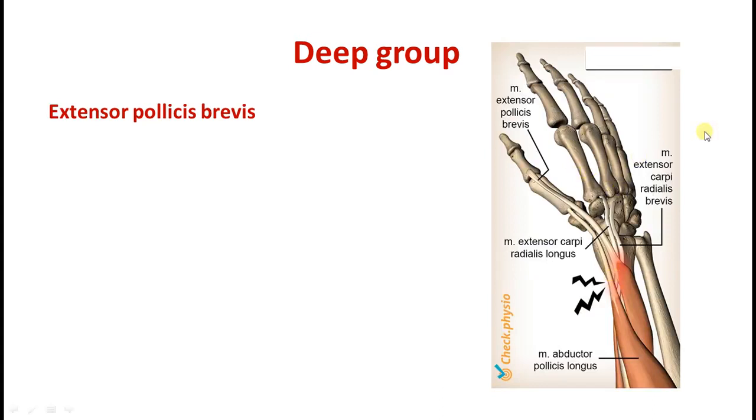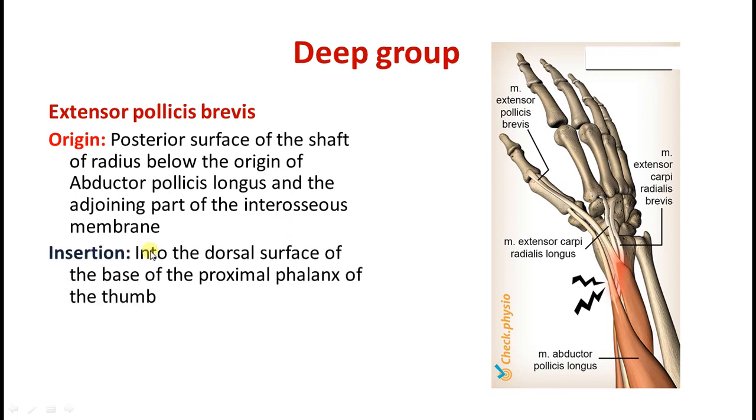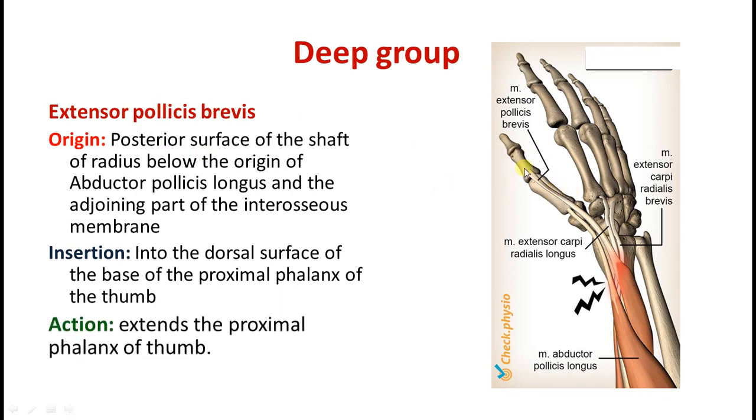The next muscle you are able to see is the extensor pollicis brevis. Again, it arises from the posterior surface of the shaft of the radius below the origin of abductor pollicis longus, and from the adjoining interosseous membrane. It is inserted into the dorsal surface of the base of the proximal phalanx of the thumb. So, extensor pollicis brevis goes into the proximal phalanx of the thumb. Its action is to extend the proximal phalanx.